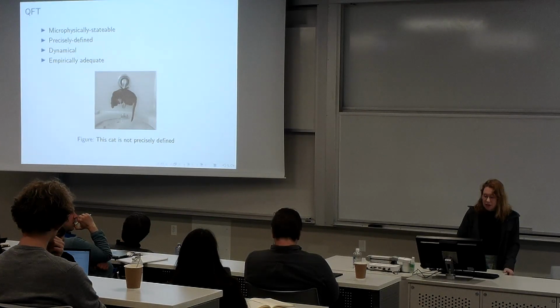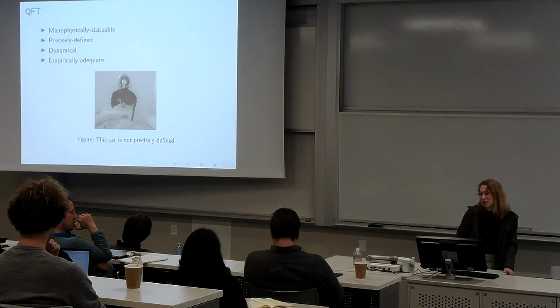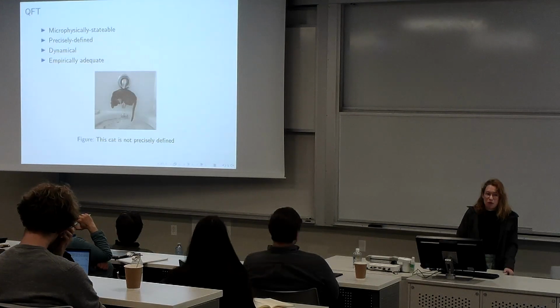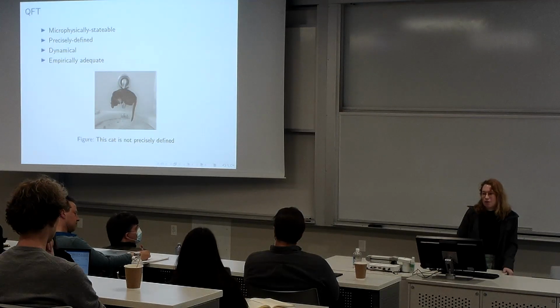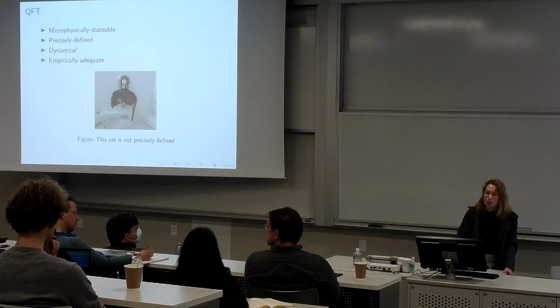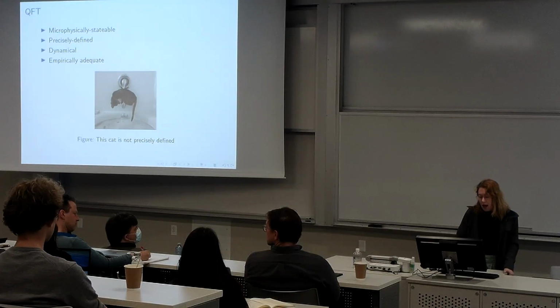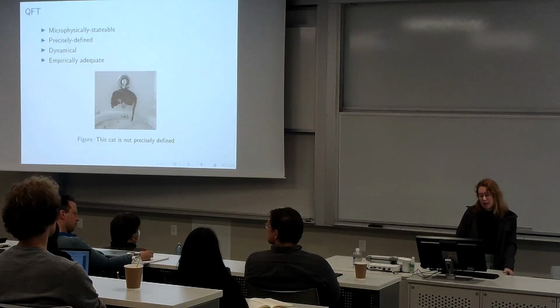So microphysically stable and dynamical, those are very intuitive and natural things to expect for a fundamental variable on which reality supervenes. They are consistent with the way that we usually think about physics. But quantum mechanics has forced us to change some of the ways we think about physics, so I think we should at least be open to the possibility that, in fact, reality might supervene on variables which are not microphysical or not dynamical. Precisely defined looks a bit more complicated.